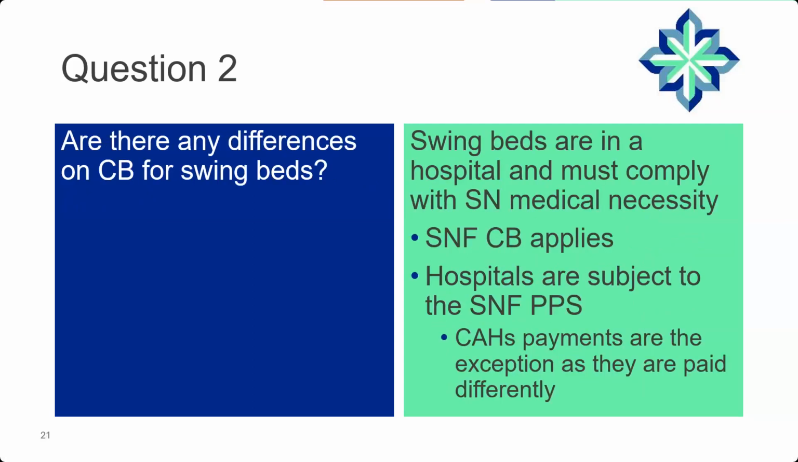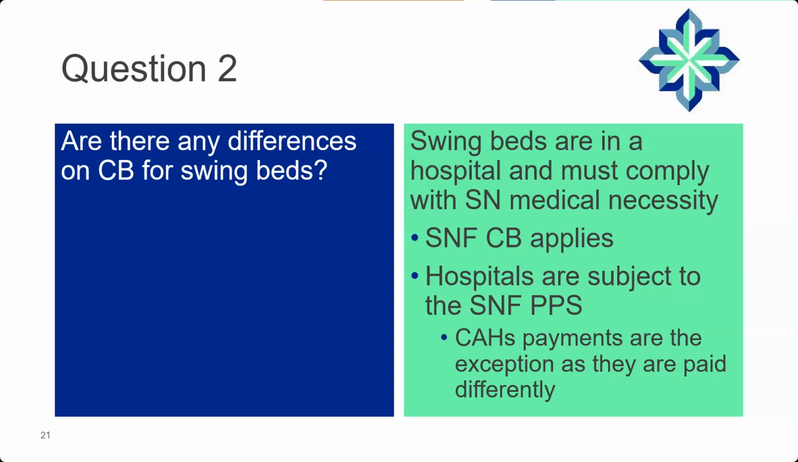Are there any differences on consolidated billing for swing beds? And swing beds are in a hospital and must comply with skilled nursing facility medical necessity. Let's start right there. Consolidated billing does apply. Hospitals are subject to the skilled nursing facility prospective payment systems, but critical access hospitals are not because of the way they're paid. So it really is about a payment. It's not necessarily about consolidated billing, if that makes sense.